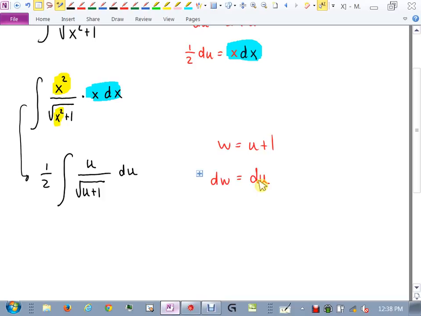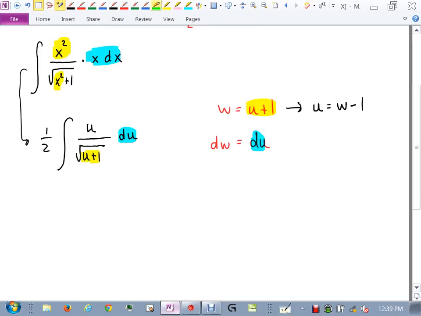Now, I know that I can replace my u plus 1 here with what? W. I'm good on this. du is going to be replaced with dw. My u is the only one still in question. But this is an equation, isn't it? This is a relationship. I can solve that for u, and it becomes u is what? W minus 1, right?